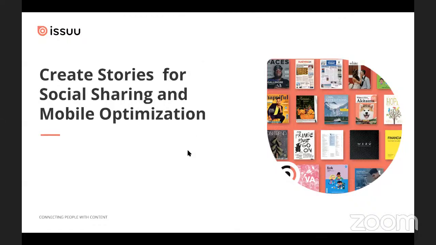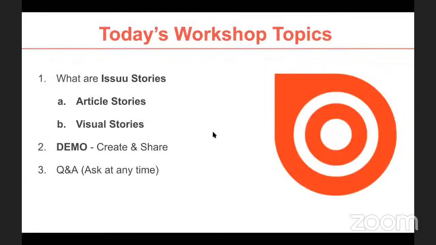In today's workshop, we'll be covering how to create stories for social sharing, also for mobile optimization. Today's topics will cover our Issuu stories feature, which includes our article and visual stories. We'll take a deeper dive into what these stories are and their different functionalities when you are sharing them out on social media. We'll also be jumping into a live demo on how to create and share out these stories.